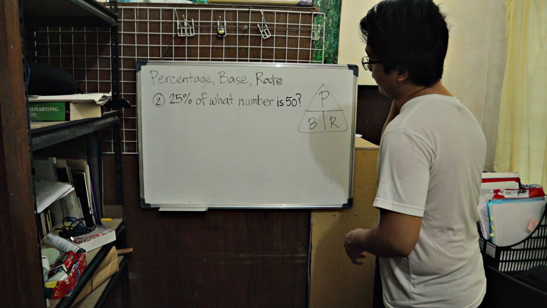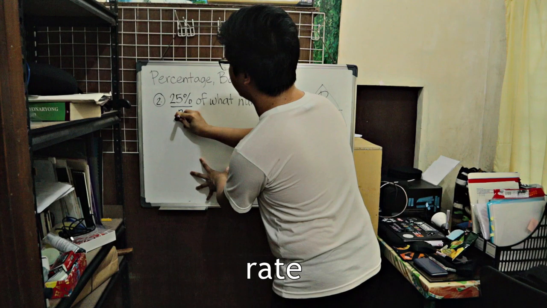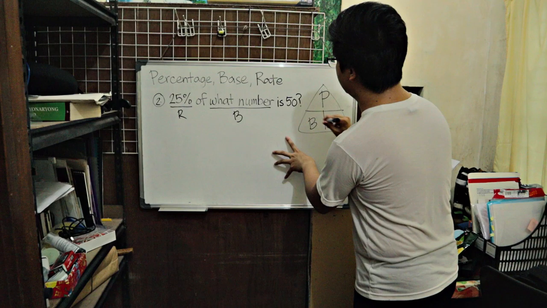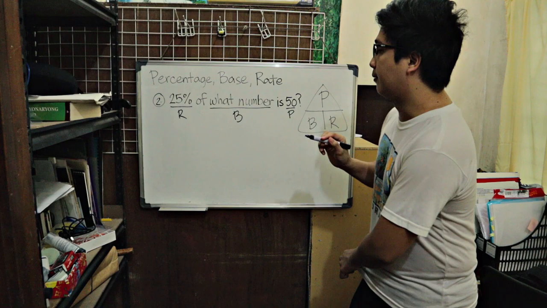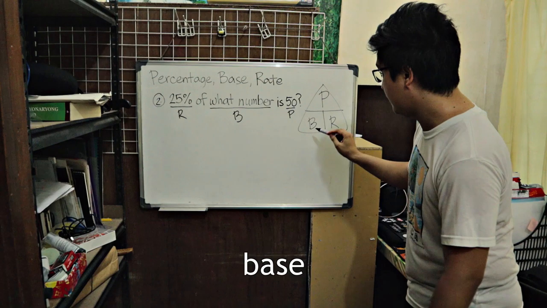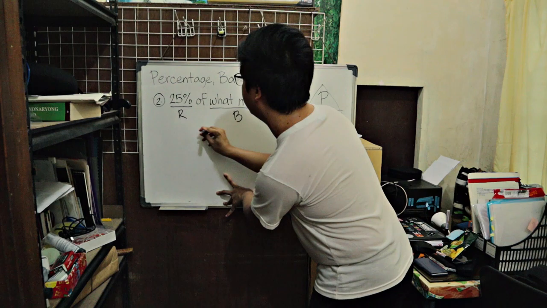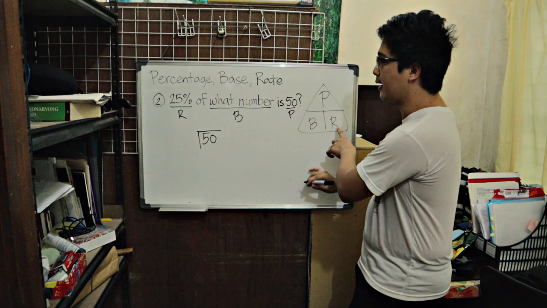Let's try another one. 25% of what number is 50? The 25%, which has a percent sign, is our rate. "Of what number" is our base. The 50, beside the "is", is our percentage. What don't we know? We don't know the base. We know the rate and the percentage. How do we solve for the base? Base is equal to percentage divided by the decimal form of the rate. So the base is equal to the percentage, 50, divided by the rate, 25%.